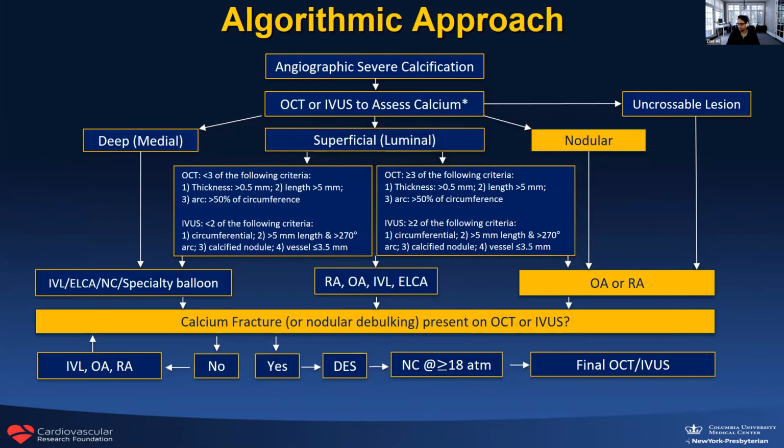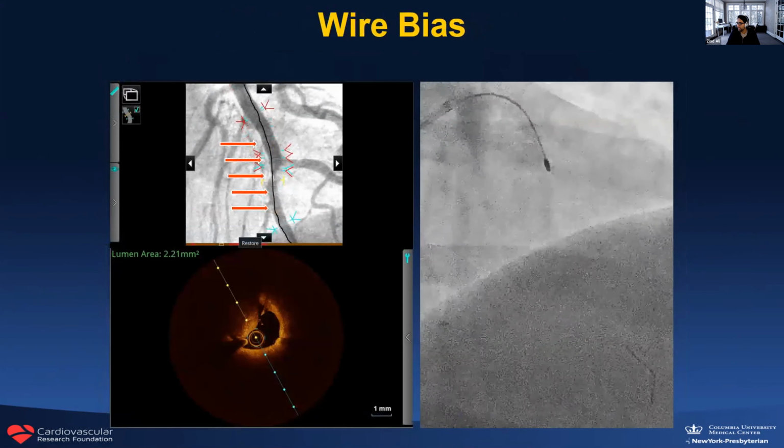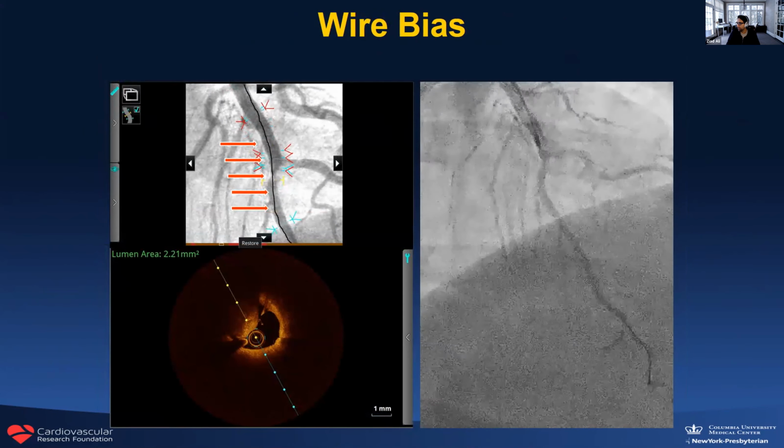Now, what about nodular calcification? In nodular calcification, it's really important to understand the wire bias. Again, here's an example of a patient who has rotational atherectomy. You can see that the OCT catheter is not biasing against the nodule. And after atherectomy and before atherectomy, there is literally no impact whatsoever. Inadequate vessel preparation. And now you'll be able to see why.